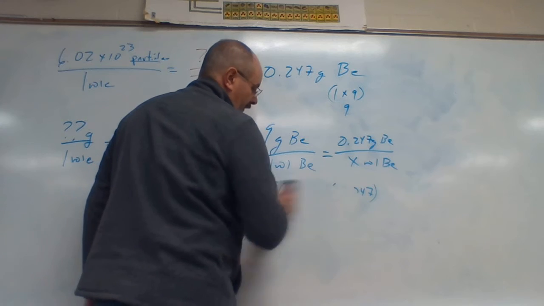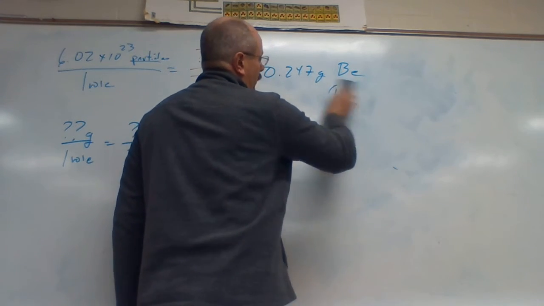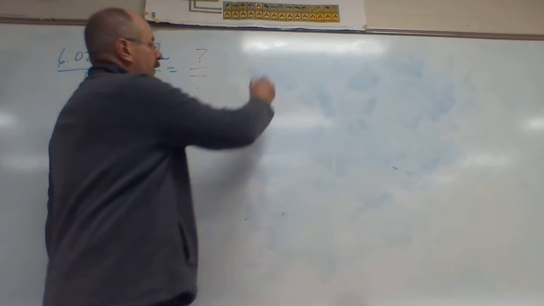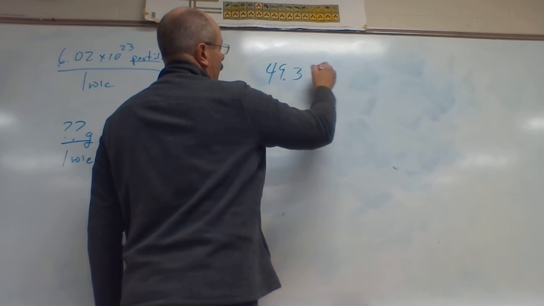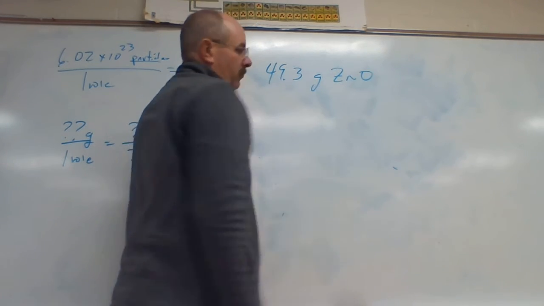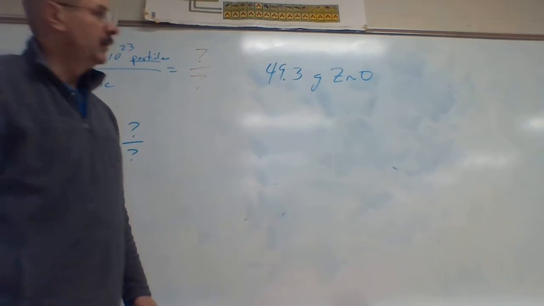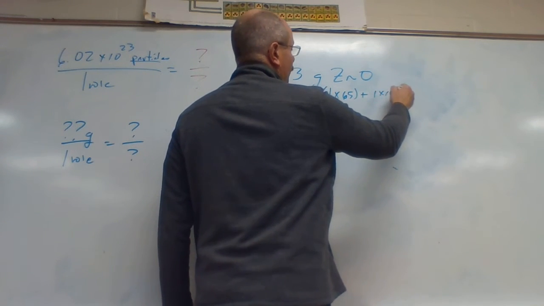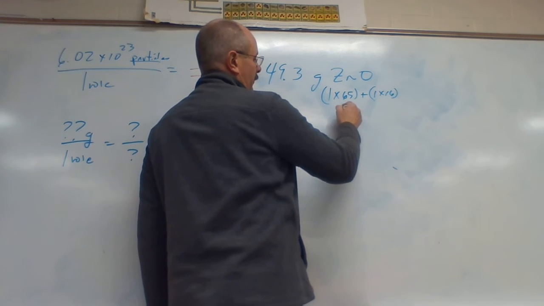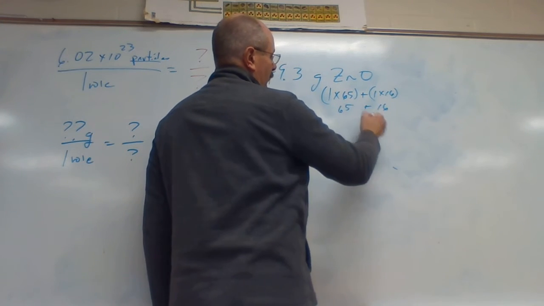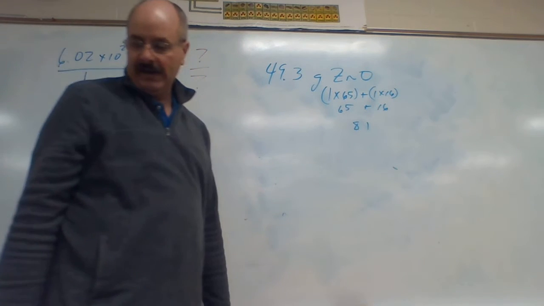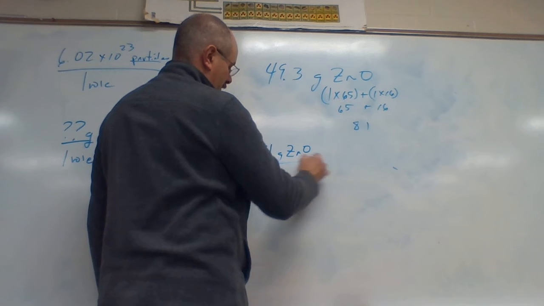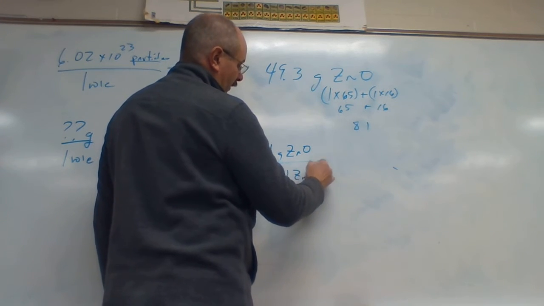All right, next one. Next one says we got 49.3 grams of ZnO, zinc oxide. So I got to figure out that molar mass. 1 times 65 for zinc, plus 1 times 16 for oxygen. So that's 65 plus 16. That's 81 for that guy. So I've got 81 grams of ZnO if I had 1 mole of ZnO.